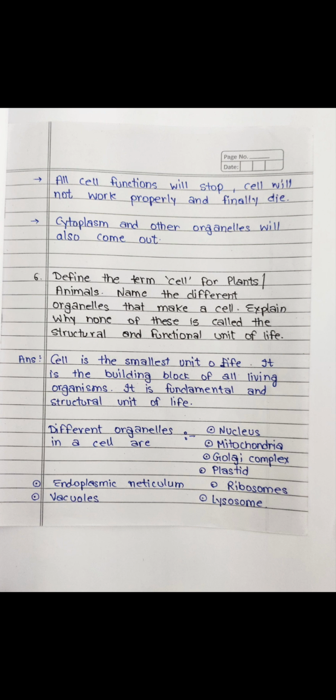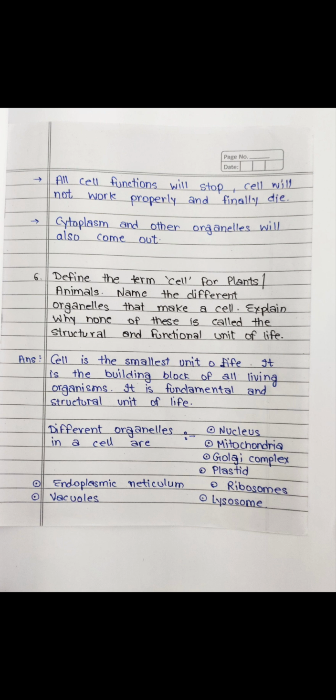Question number 6. Define the term cell for plants and animals. Name the different organelles that make a cell. Explain why none of these is called the structural and functional unit of life. Answer. Cell is the smallest unit of life. It is the building block of all living organisms. It is the fundamental and structural unit of life.